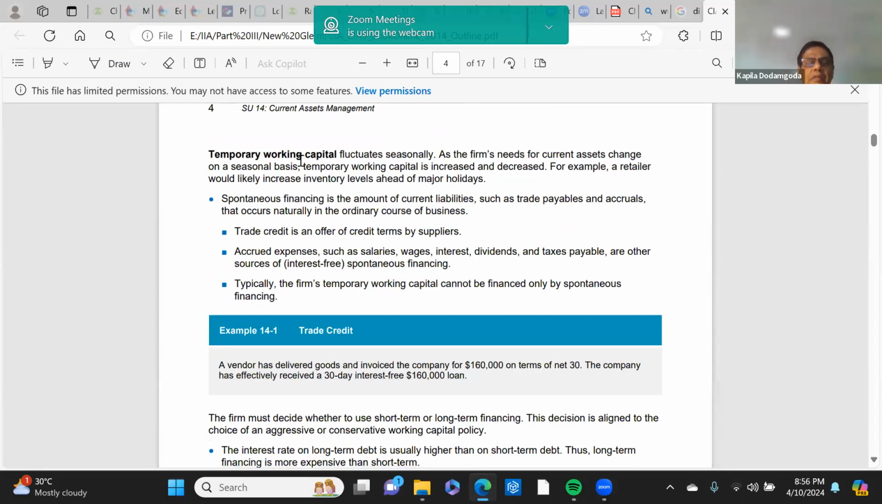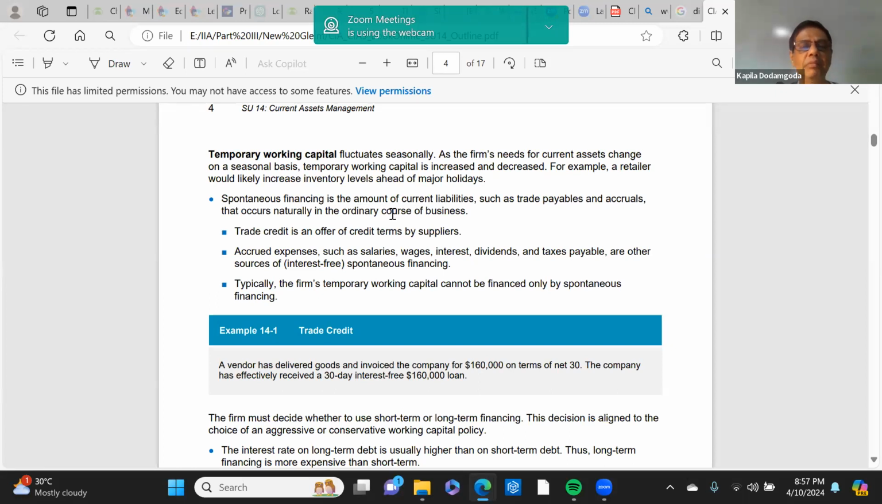Temporary working capital fluctuates seasonally. We already saw that. As the firm's need for current assets changes on a seasonal basis, temporary working capital increases and decreases. So it varies. It goes through this wave movement. For example, a retailer would like to increase inventory levels ahead of major holidays. Obviously, ahead of major holiday seasons, New Year, Vesak, Christmas, whatever, or school holidays, you need to increase the inventory level.